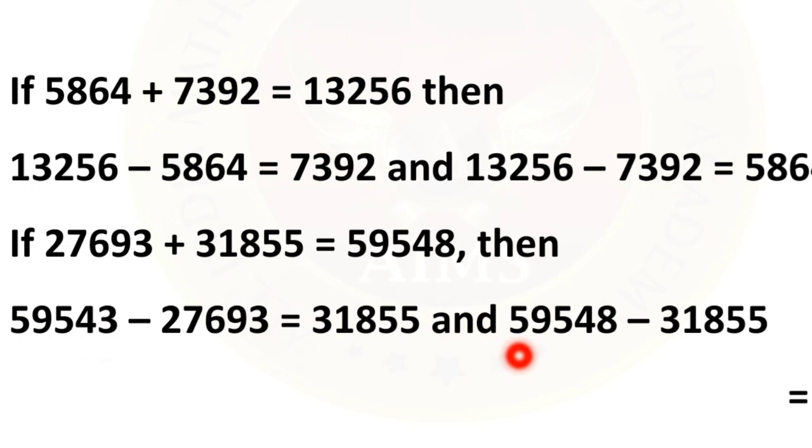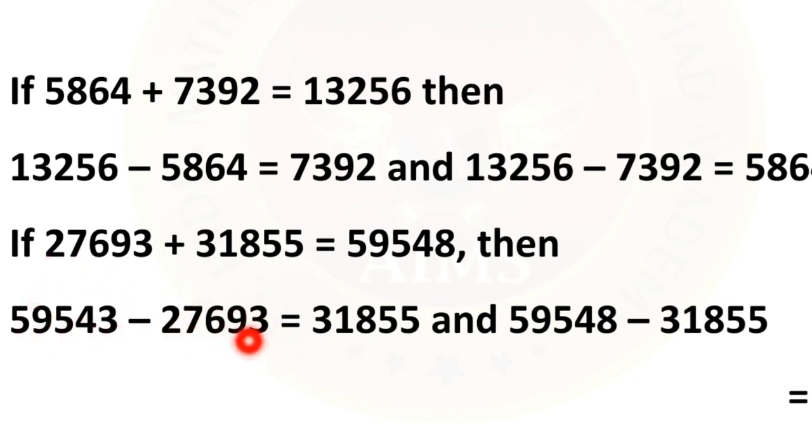59,543 minus, and again 59,548. This is not 3, 8. Yeah, 59,548 minus. Then write the first addend here and then the second addend here. Yes, write the first addend in the first fact after the subtraction sign and the second addend in the second fact after the subtraction sign. Now this minus this is equal to what?